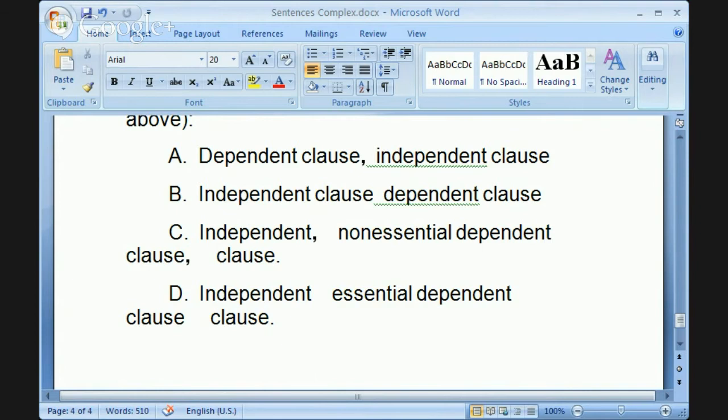C, with a relative clause, I have an independent clause. Notice the words are separated by using two commas. An independent clause with a non-essential dependent clause, or a relative clause. Non-essential, it is not necessary. I can remove it from the sentence entirely without actually changing the meaning of the sentence. It is stuck right in the middle of the independent clause.